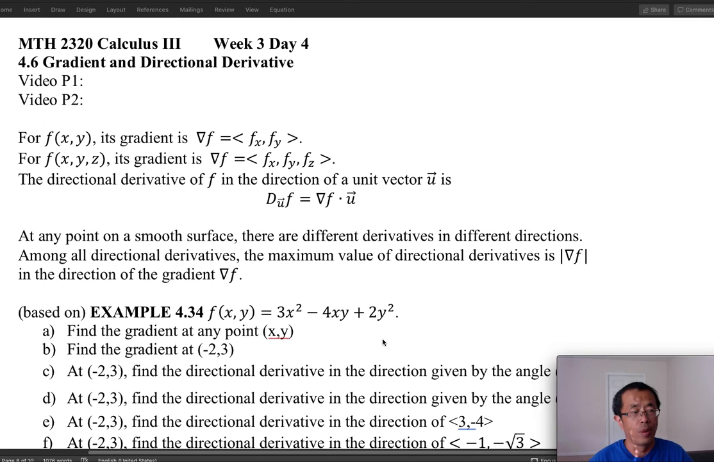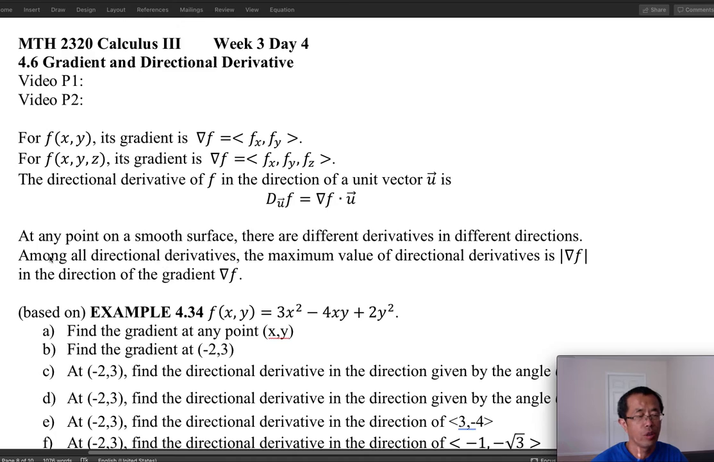Hello everyone, welcome back to gradient and directional derivatives. And first of all, again, it is about the gradient. The gradient is a vector formed by the partial derivatives. Certainly for a function of two variables, it is a two-dimensional vector. For a function of three variables, the gradient is a three-dimensional vector. And also, we know the directional derivative can be calculated using the gradient dot with the unit vector. The unit vector is the direction.